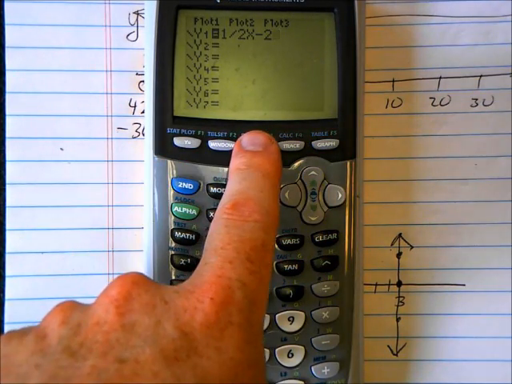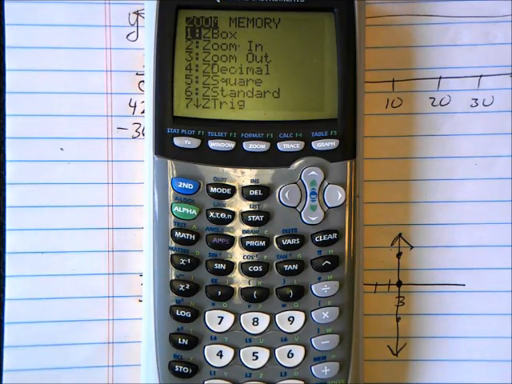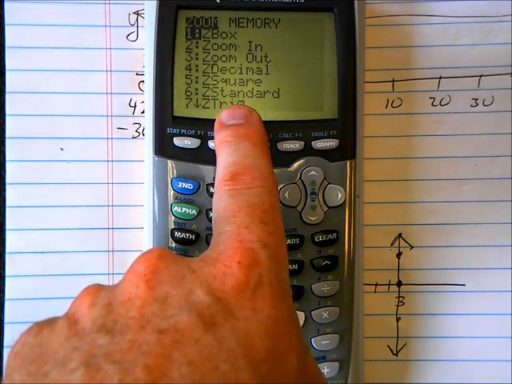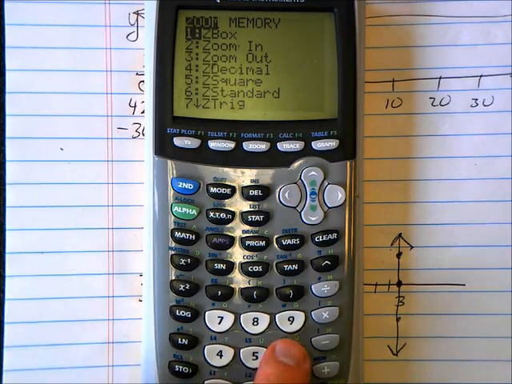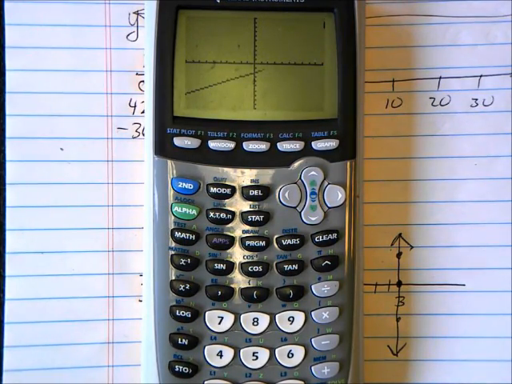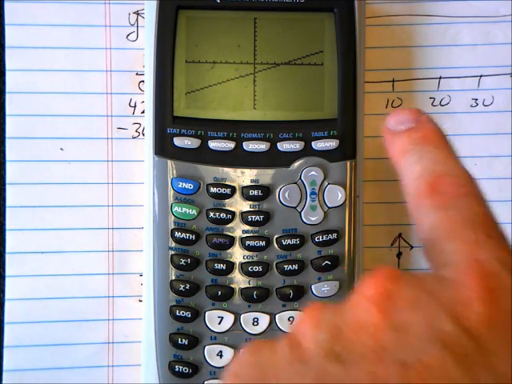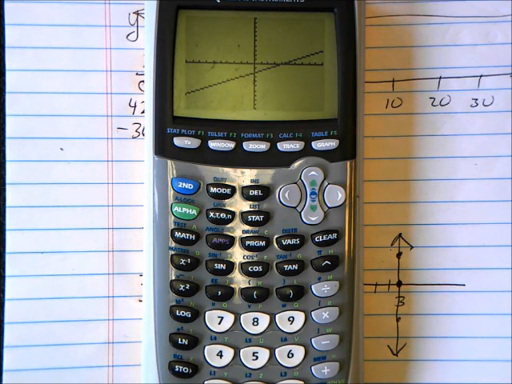You hit the zoom button, and you go to number 6, which is zoom standard. So that's a good way to... I usually, when I'm graphing something, I usually don't hit the graph button. I usually hit zoom and then number 6. And then I know what my window is. I know what I'm starting with. I know I'm starting negative 10 to 10 and negative 10 to 10.